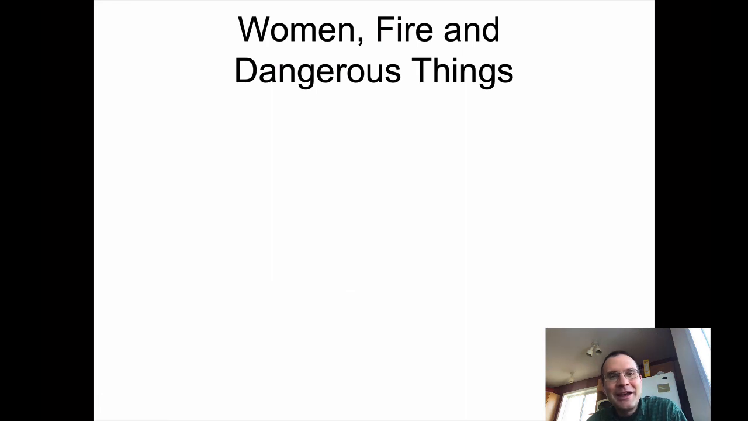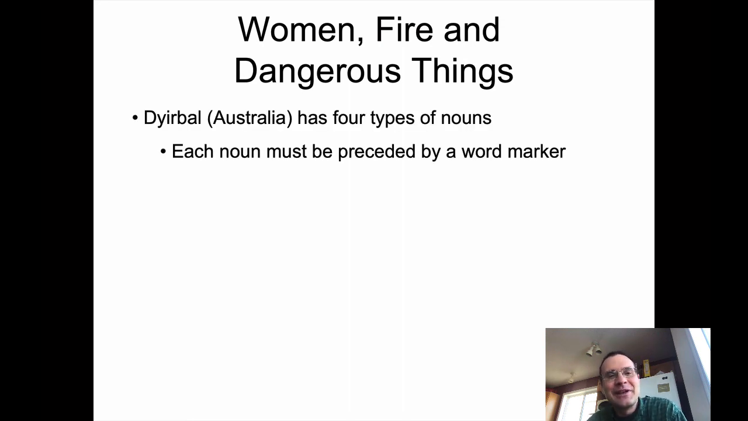This leads me to Women, Fire, and Dangerous Things. This is a famous book about linguistics written by the linguist George Lakoff. Where does this come from? So there is this language Dyirbal. We saw it a couple of lectures ago. It's an Australian language, and it has 4 types of nouns. So it has a system of noun classes, is what it's called. Sort of like mass nouns and count nouns, but it's more elaborate in Dyirbal than it is in English.